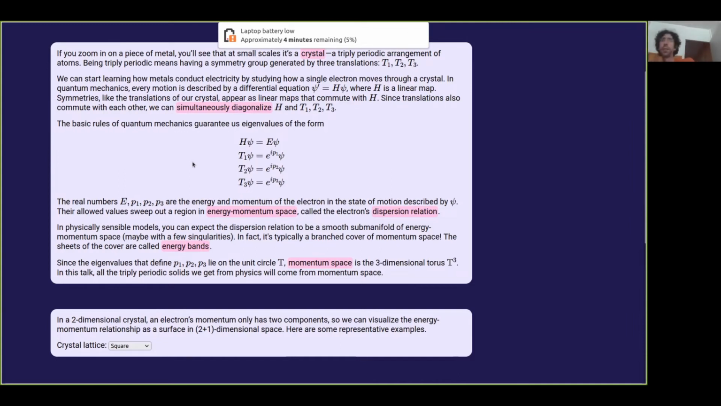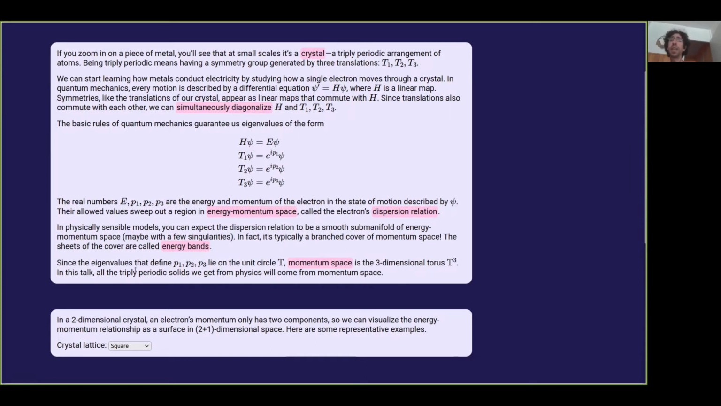Now, not every value of energy and momentum can appear as solutions of this eigenvalue problem. For every choice of operators, you'll get certain eigenvalues that occur, and only certain eigenvalues that can occur together. Those allowed values of energy and momentum sweep out a region in energy momentum space, which is called the electron's dispersion relation. In physically sensible models, you can expect the dispersion relation to be a smooth submanifold of energy momentum space, maybe with a couple of singularities. In fact, it's typically a branched cover of momentum space, and the sheets of the cover are called energy bands.